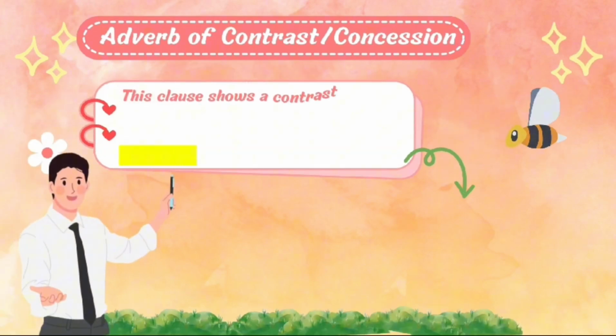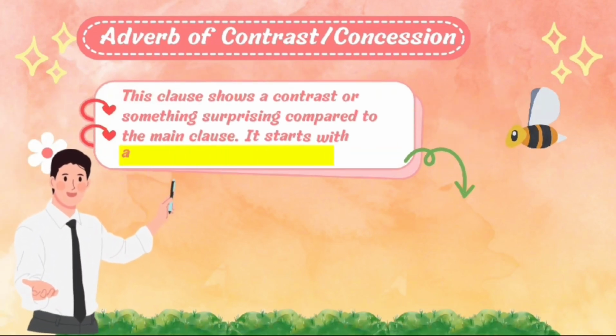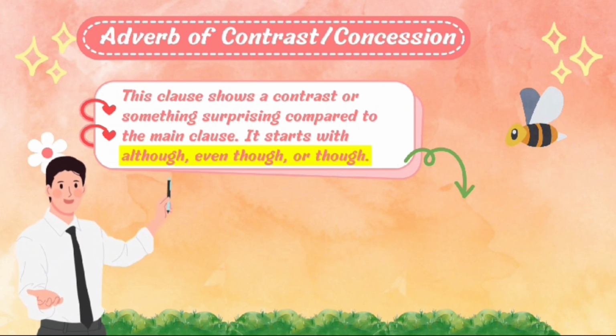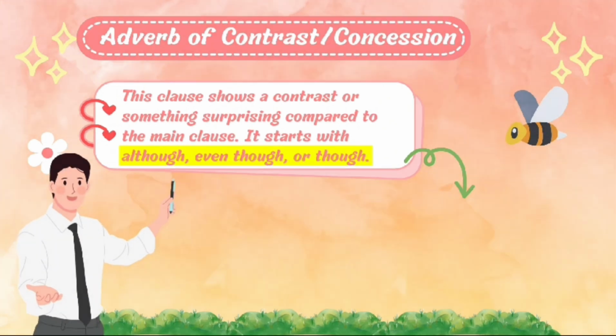The next type of adverb clause is adverb clause of contrast or concession. So this adverb clause shows a contradiction or exception to an existing expectation or fact. In other words, it tells us that despite a certain situation, the main action is still performed or happens. This clause shows a contrast or something surprising compared to the main clause. It starts with although, even though, or though.